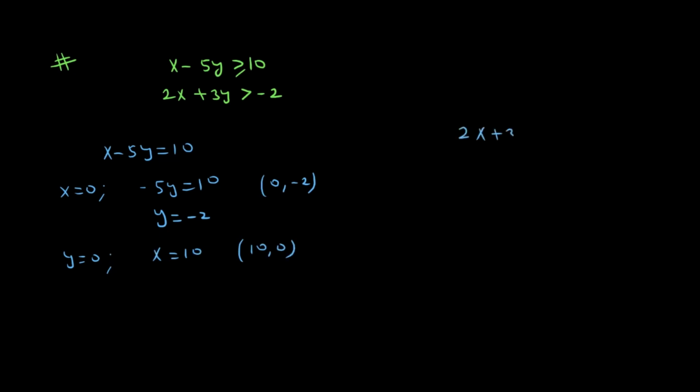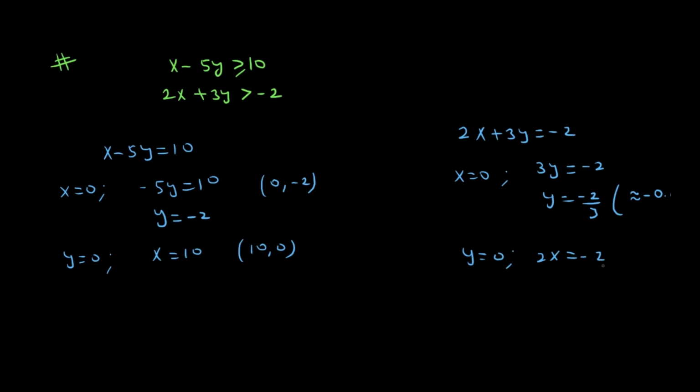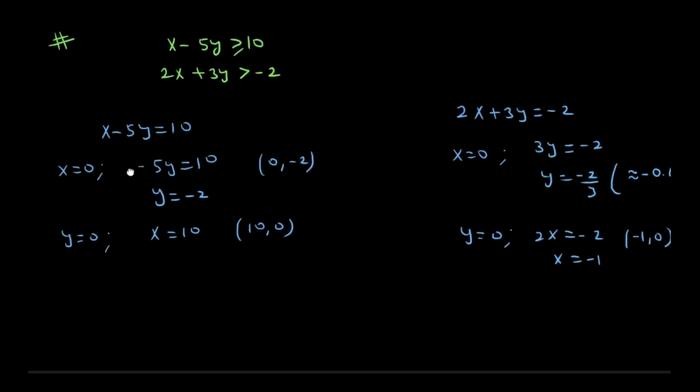Likewise, for 2x plus 3y is equal to minus 2, we have x as 0, which makes 3y as negative 2, which makes y as negative 2 over 3. So if you want to approximate, this is somewhere around negative 0.67. And if y is 0, then 2x is negative 2, which means that x is negative 1. So we have negative 1 comma 0. Let's try to graph it, and I think the first line will be the solid because that's greater than equal to, and the other line will be dashed because that's just greater than.